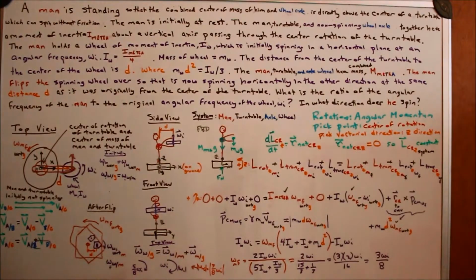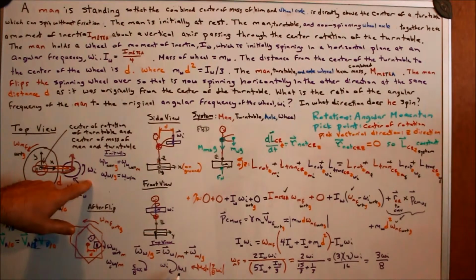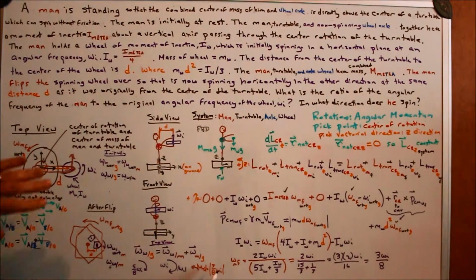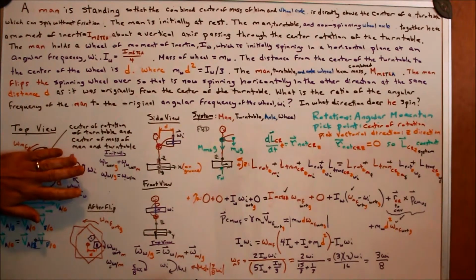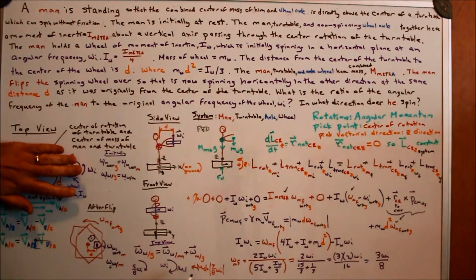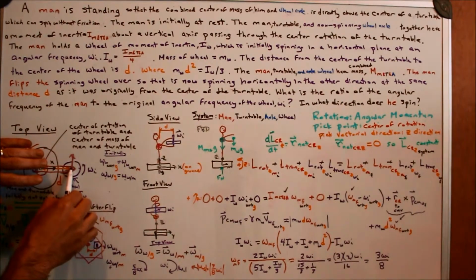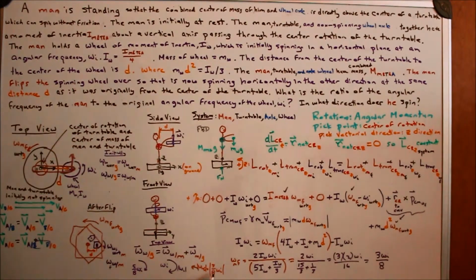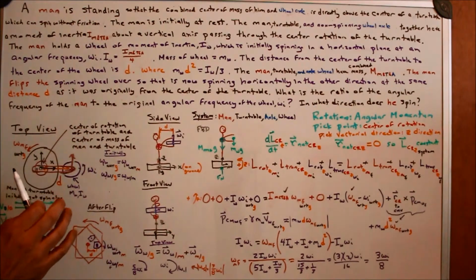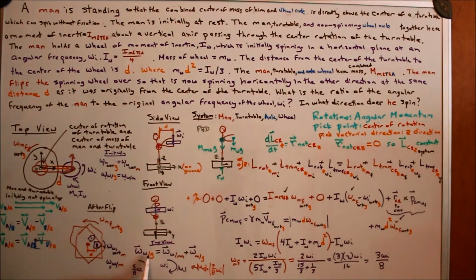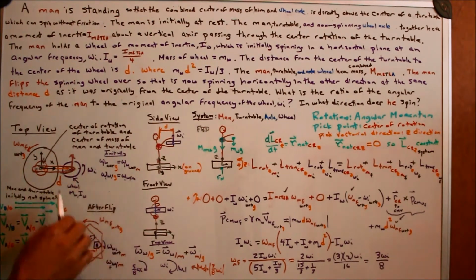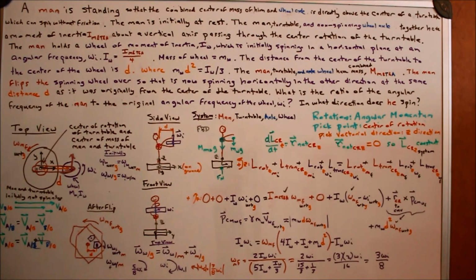And thinking about it from the top view, in the final case, the angular frequency of the wheel with respect to the man is this omega sub I. We found out that the whole system, the man, turntable, axle, and center of mass of the wheel, is spinning at 3/8 omega sub I this way. And so if you took snapshots, the wheel with respect to ground is spinning in this direction at 5/8 of omega sub I.